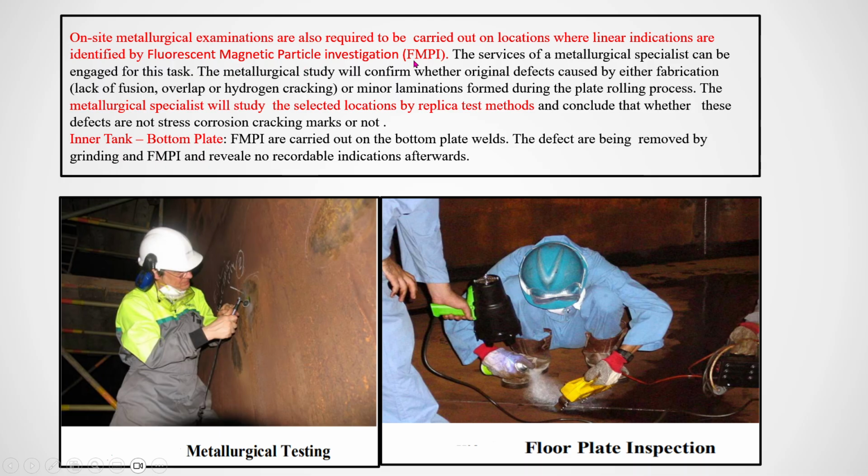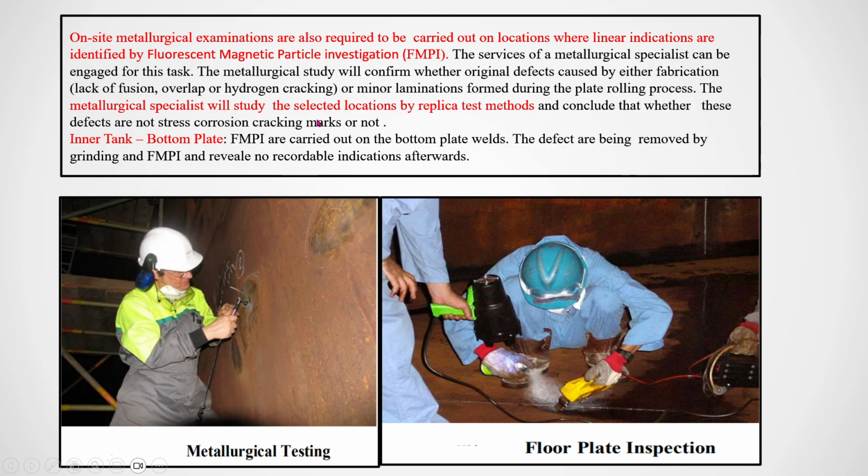If the fluorescent magnetic particle inspection gives you some indication, then you have to do the metallurgical test, the replica test, to see the metallurgical condition of the metal, and decide whether it is hydrogen cracking or what type of cracking has taken place, what type of defect is there. That can be found out once you do the replica test.